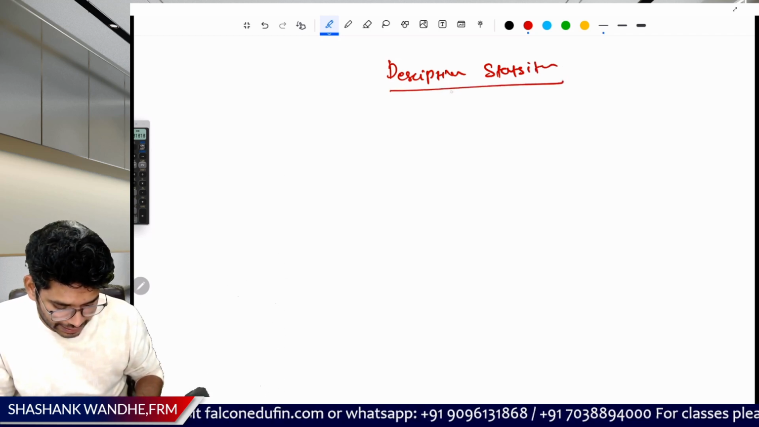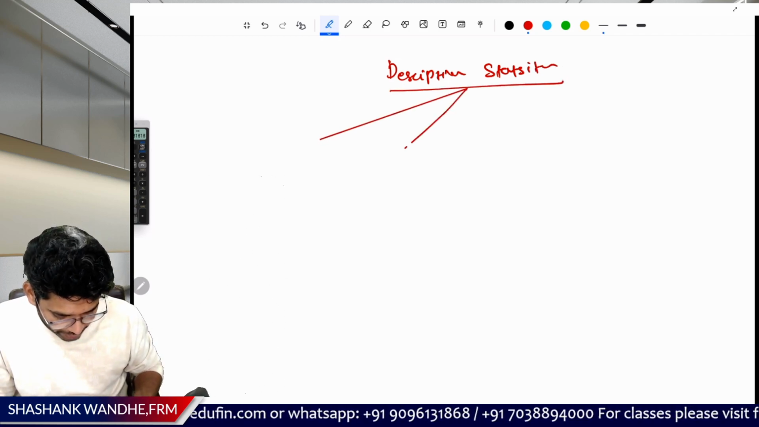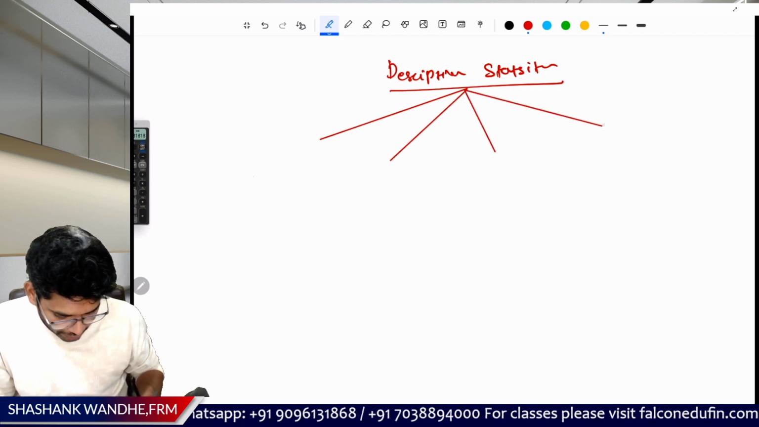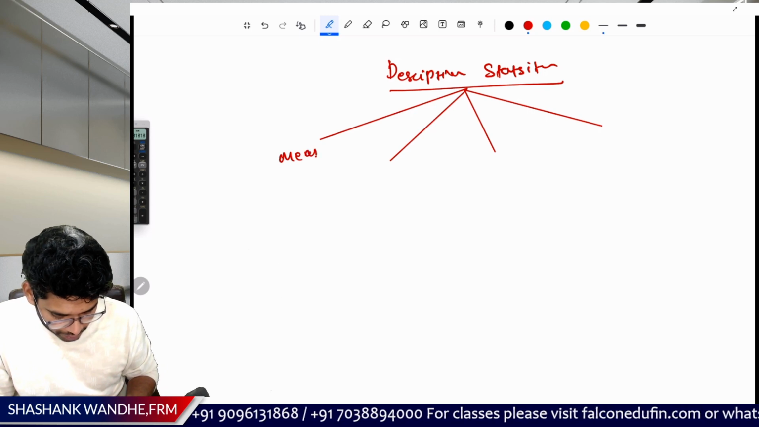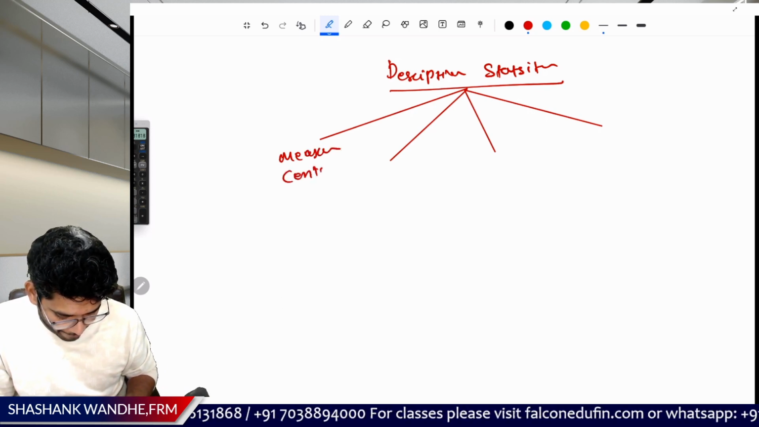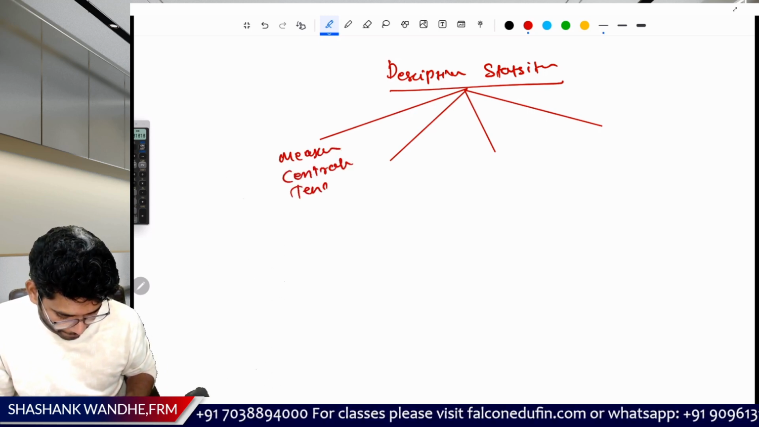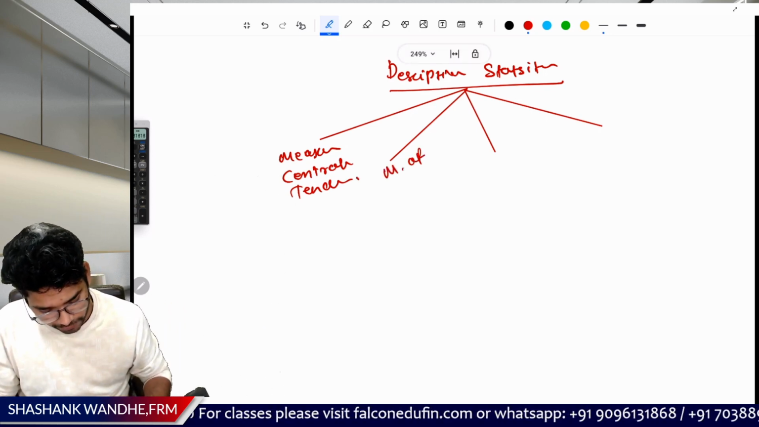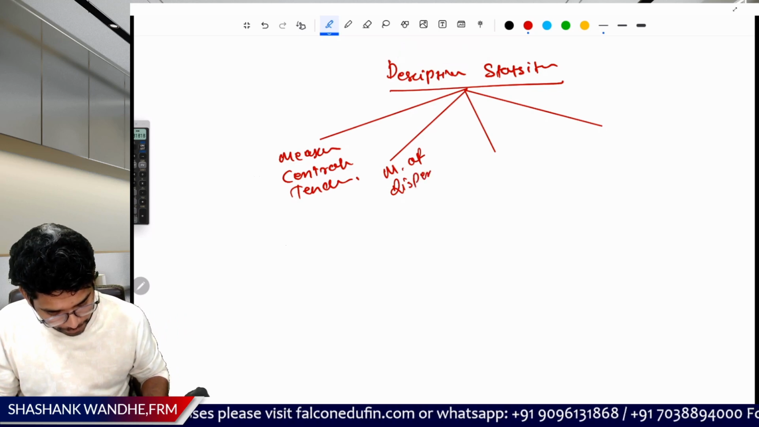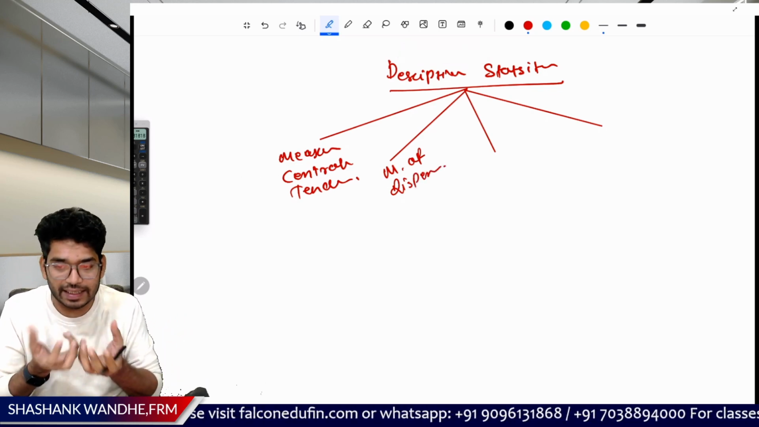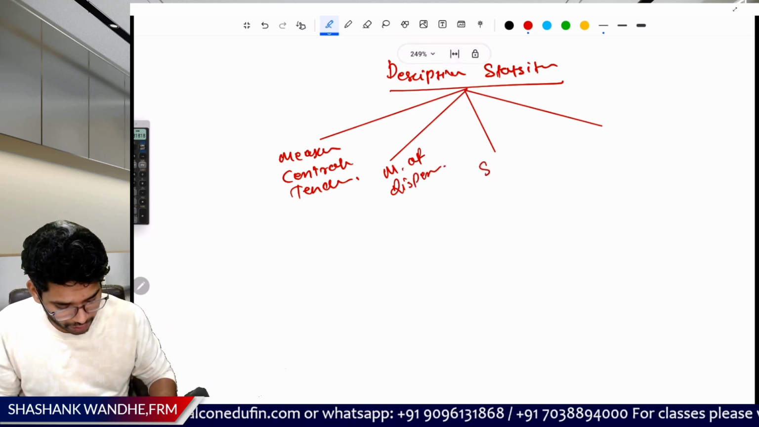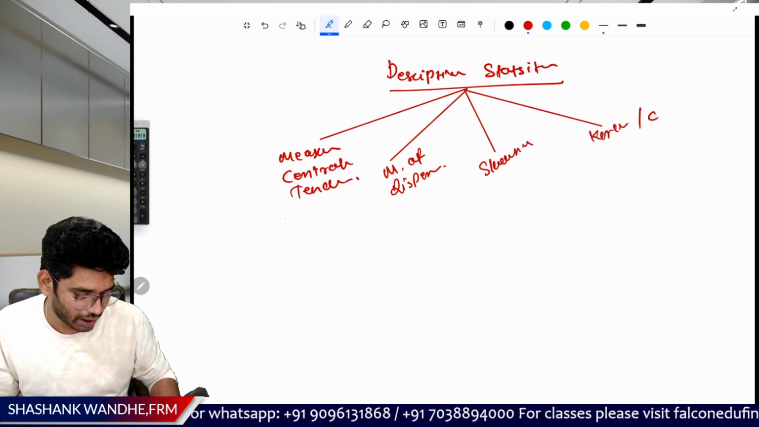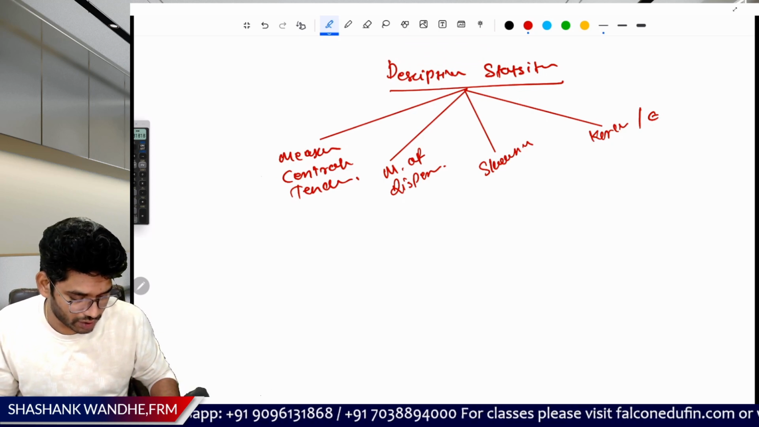So here we will mainly see 4 discussions. First is the measure of central tendency, so how data is centered. Then measure of dispersion, how data is scattered. What is this variance or standard deviation? Then what is the skewness in data, and what is the kurtosis, also called excess kurtosis.